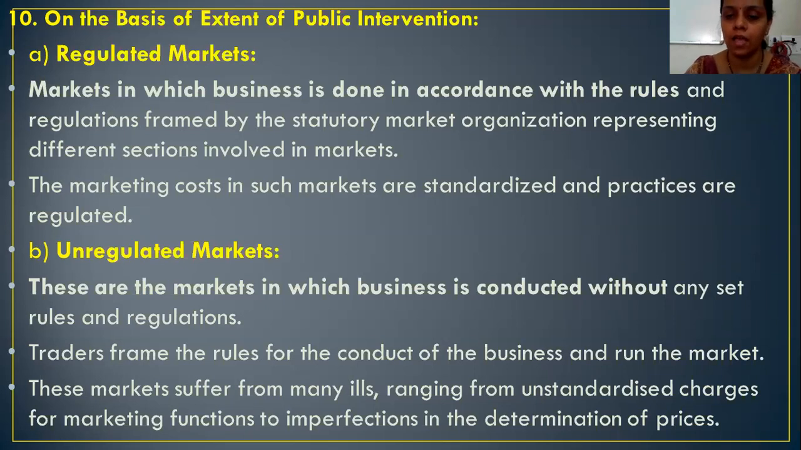Marketing cost means, when a farmer markets the produce from his field to that particular marketplace, he incurs different types of expenses. Those expenses come under marketing cost, and these marketing costs are standardized and practices are regulated in such type of markets. So the farmer is more benefited in such type of markets, okay. Now what is unregulated markets?